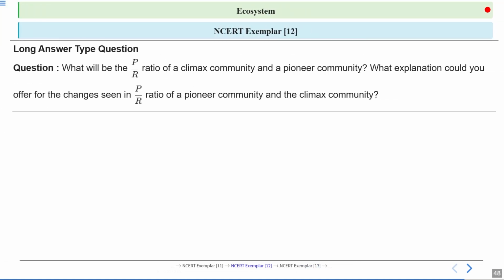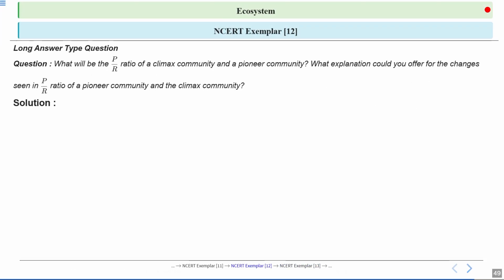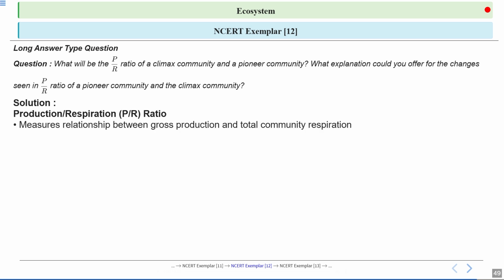Next question: what will be the P by R ratio of a climax community and a pioneer community? What explanation would you offer for the changes seen in the P by R ratio of a pioneer community and the climax community? So let's have a look at the answer. P by R means production by respiration ratio. The P by R ratio provides insight into the balance of energy within a community.